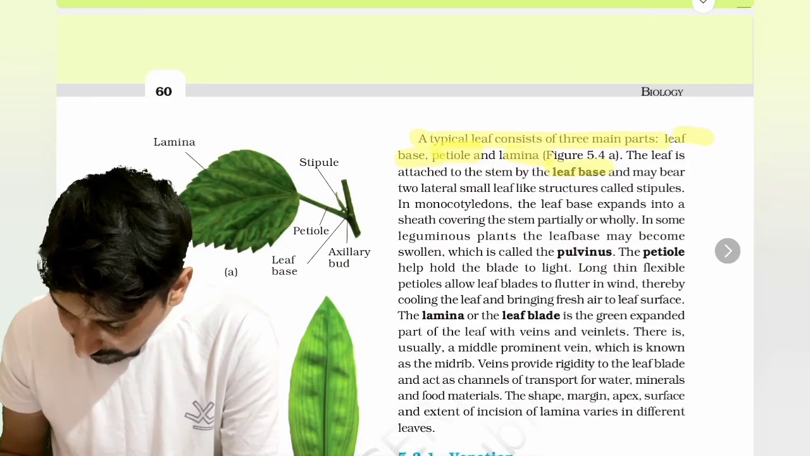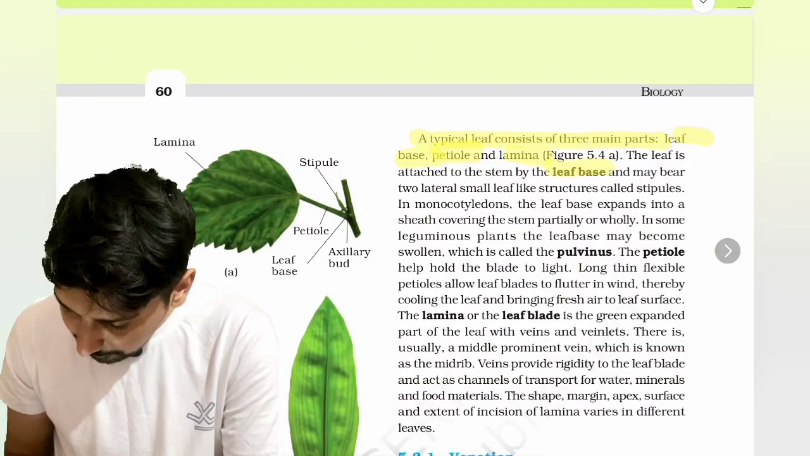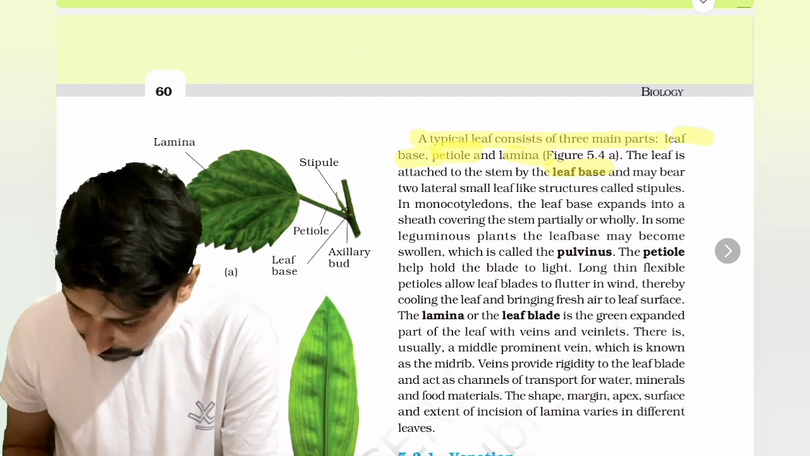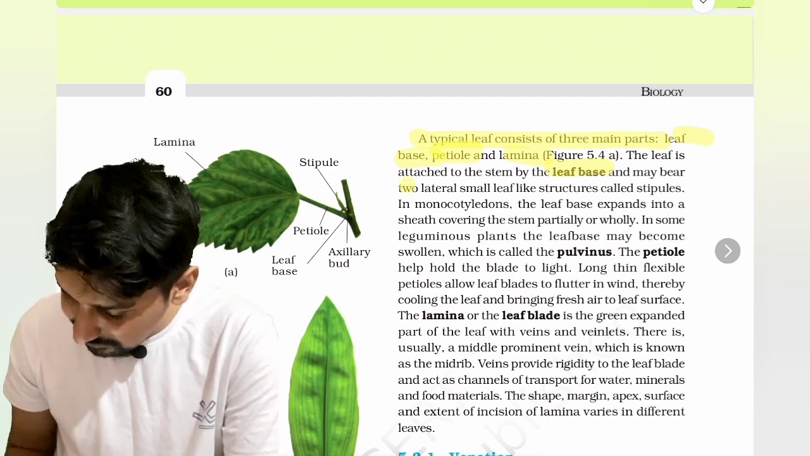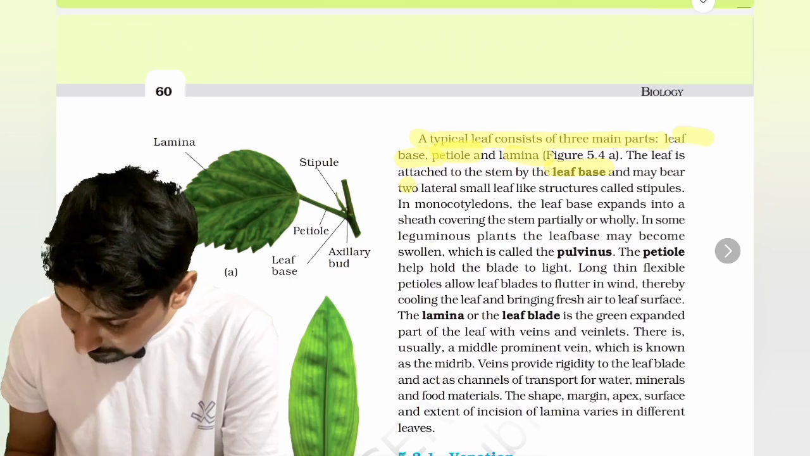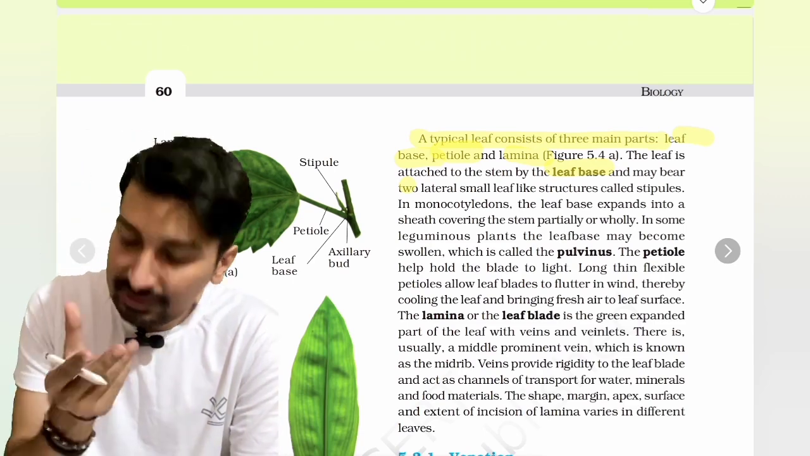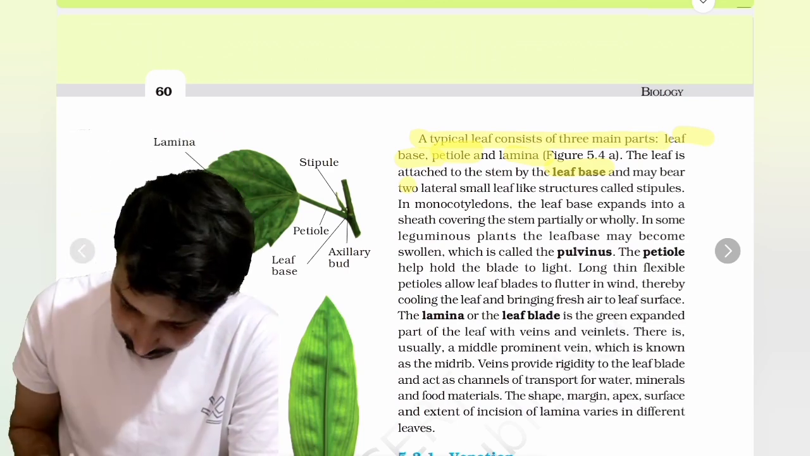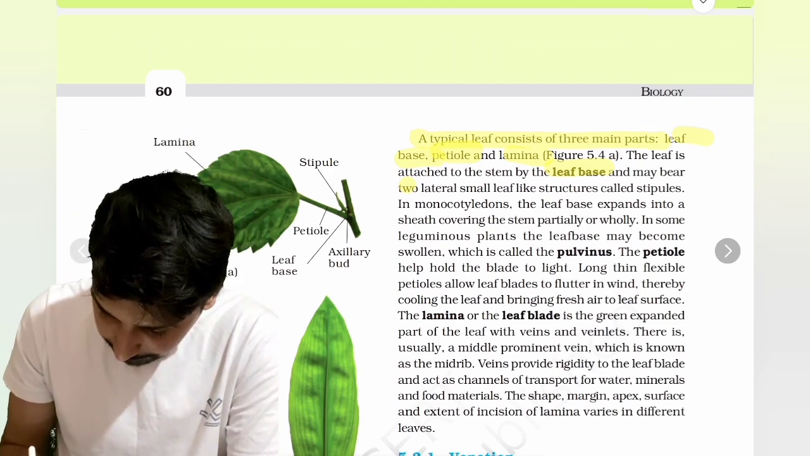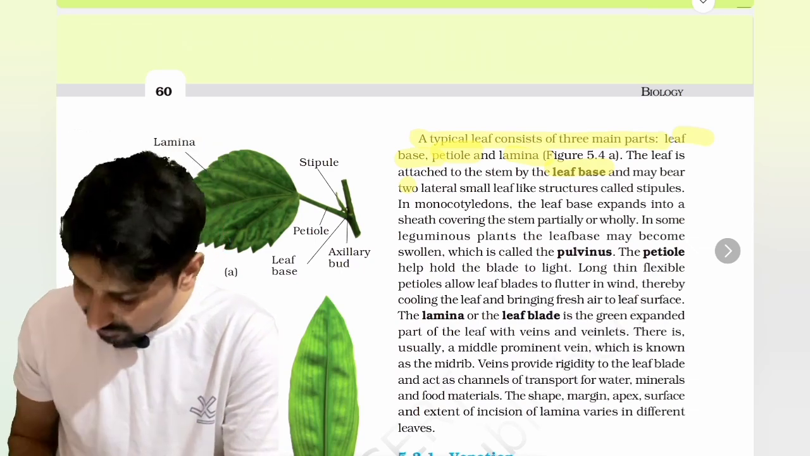The leaf is attached to the stem by the leaf base, which may bear small lateral leaf-like structures called stipules. In monocotyledons, the leaf base extends into a sheath covering the stem partially or wholly. In some leguminous plants, leaf base may become swollen. Leaf base can become swollen in some plants, which is known as pulvinus.